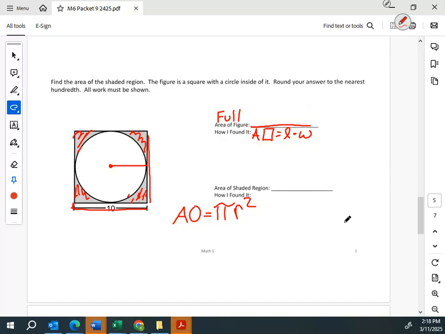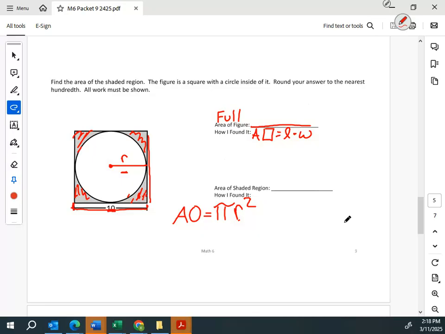We know what it is from side to side is 10, so our radius is going to be half of that, from the middle to the side. So half of 10 is what we would put here. That is what we are going to square and multiply by pi. That tells us the white circle.